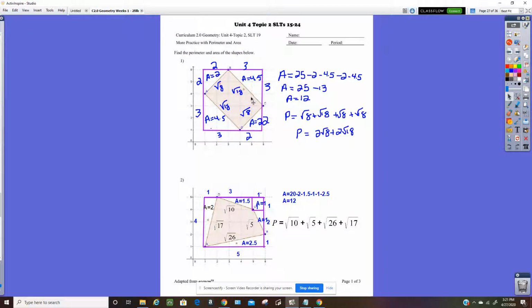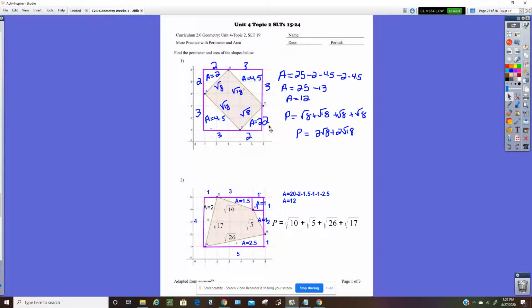So if you look at this one, you want to make a rectangle surrounding the figure inside here, and then give the dimensions of each of these triangles. So this is a 2 by 2. So 1/2 of 2 times 2 is 2. So the area of this purple triangle is 2. And then 3 times 3 is 9, and half of that is 4.5.